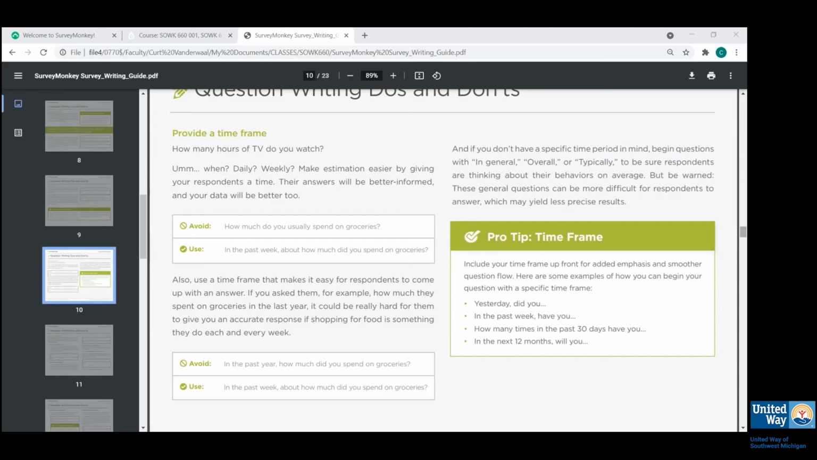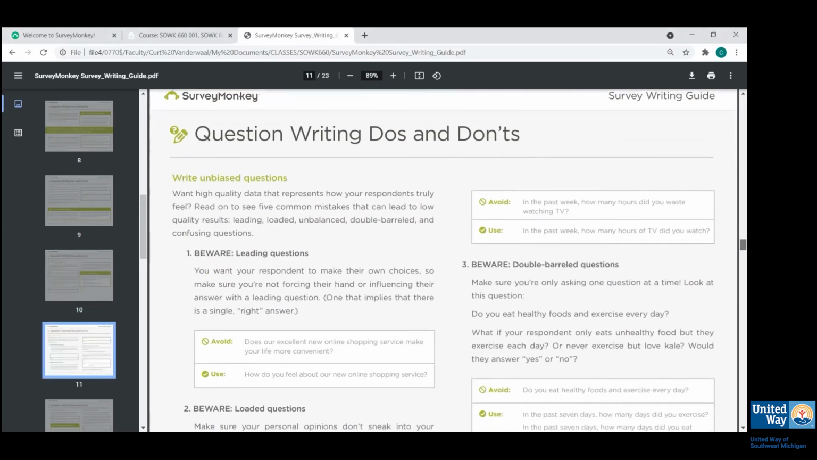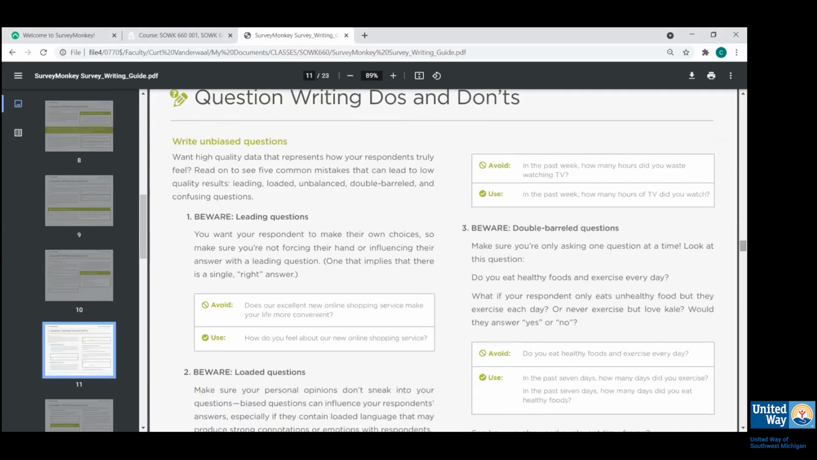Let's see. Okay, let's scoot down a little bit further here. Oh, this is always a tricky one. Anytime you're working with an issue that is controversial in any way, you have to be really careful about writing your questions out. And as they say here, read on for 5 common mistakes that can lead to low quality results. Leading questions, loaded questions, unbalanced questions, double-barreled questions, and confusing questions. I'm not going to go through each one of them, because you'll have this document and you'll be able to browse through it.